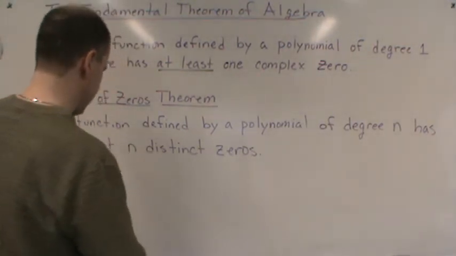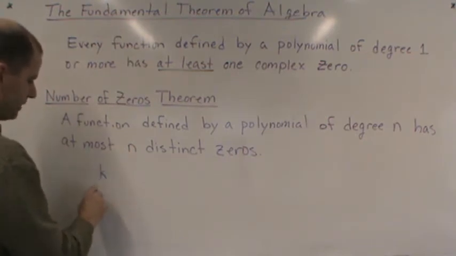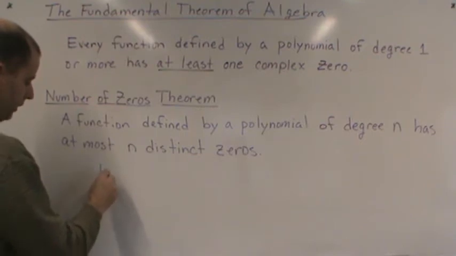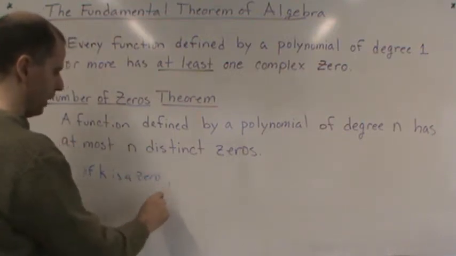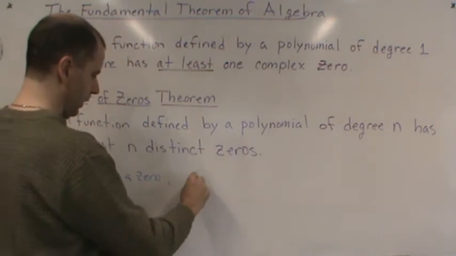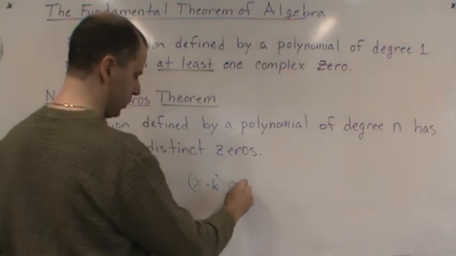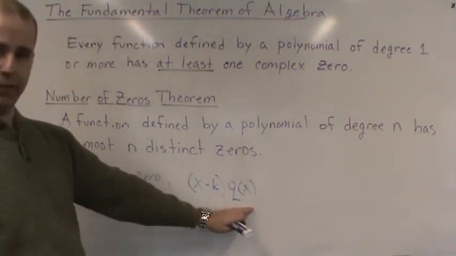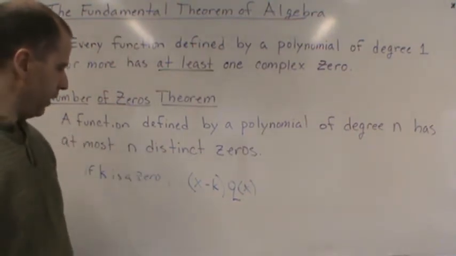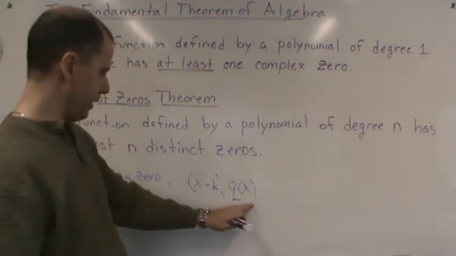The factor theorem said that if k is a zero, then we can factor the polynomial into x minus k, a linear factor, times some quotient. Well, this quotient function is going to have a degree of 1 or more. Let's call this k1. Well, we could do the process again for this one.